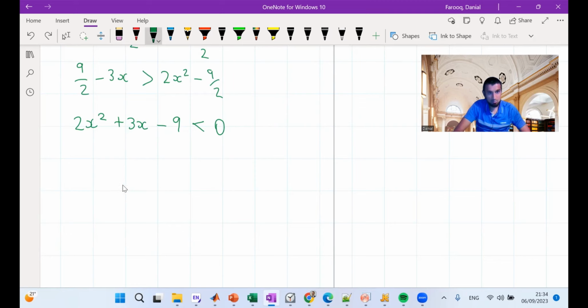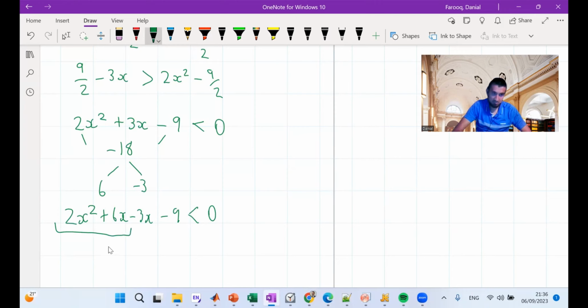So we should probably actually factorize before we draw a graph for it. To factorize this, we see 2 times minus 9 is minus 18. Two numbers that times to minus 18 and add to 3 will be 6 and minus 3. So that will be 2x squared plus 6x minus 3x, splitting up 3x into the plus 6x and minus 3x, minus 9 is less than 0.